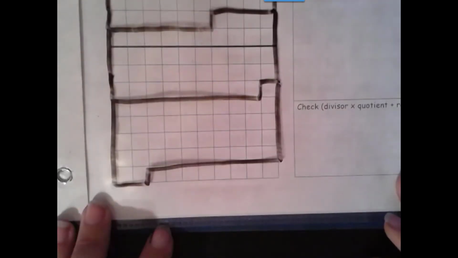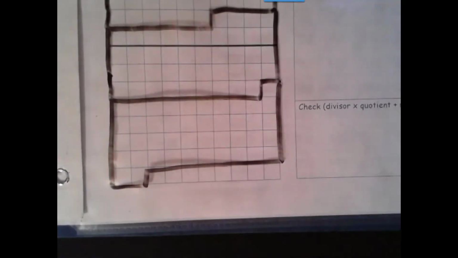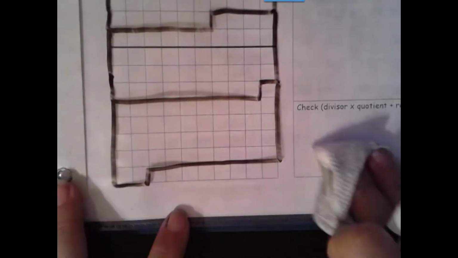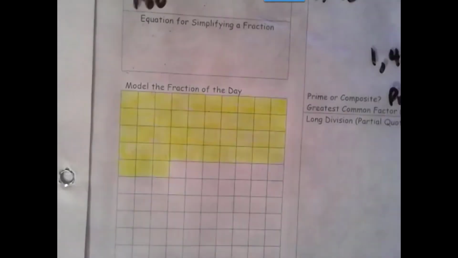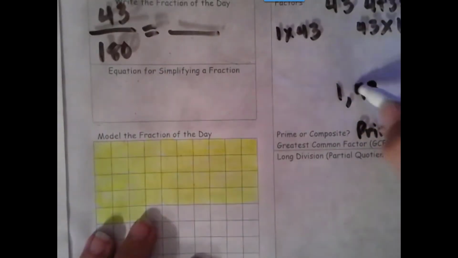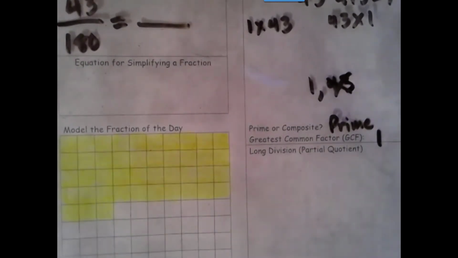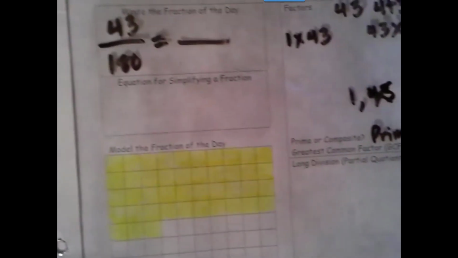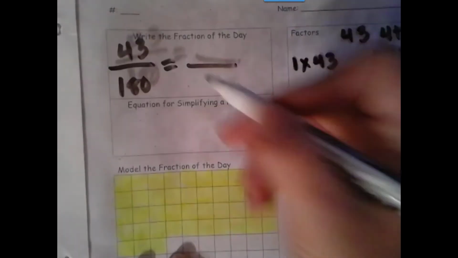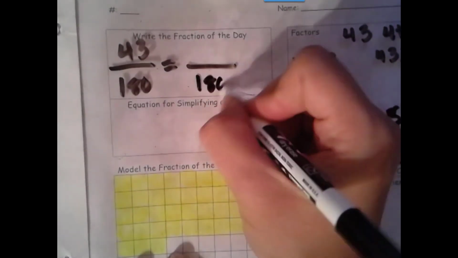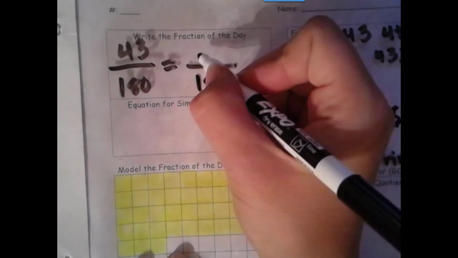I have 8 left over, so that means 43 is not a common factor. We can't have a remainder if it's a factor. So that means that 1 is our greatest common factor. Let's make our groups of 1. Done. How many total groups of 1 do we have? We have 180. How many are shaded in? 43.